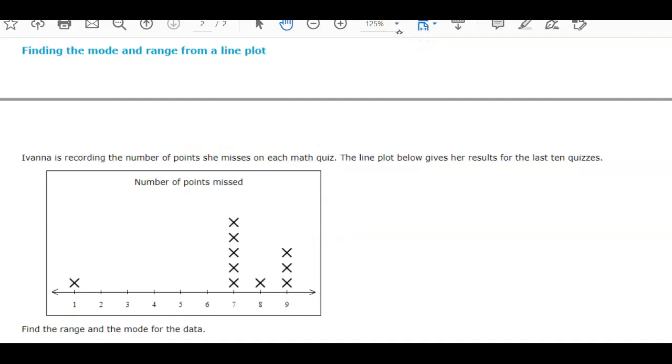But in any case, let's go ahead and take care of this. So 7 is the most common number, so the mode is going to be 7. And we're supposed to find the range, and the range is just the difference between the highest and the lowest. So the highest number is a 9, and the lowest number is a 1. So then the range is 8. I wonder if maybe those were my quiz scores, okay, out of 10.